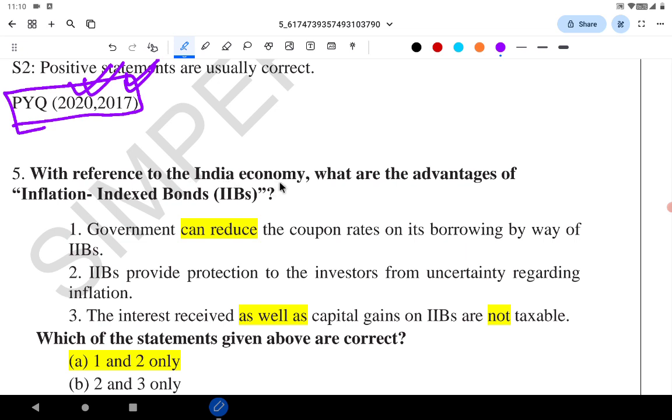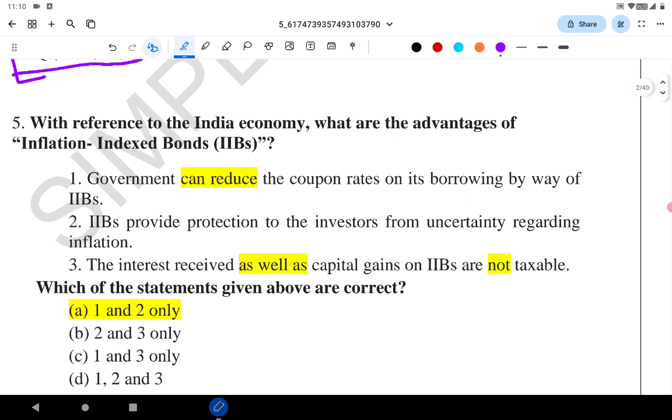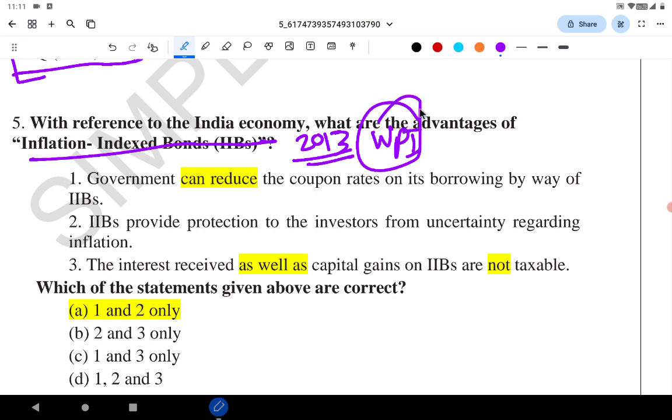With reference to the Indian economy, what are the advantages of inflation indexed bonds? First of all, inflation indexed bonds were introduced in 2013. The returns of these bonds are tied to inflation, and WPI inflation is considered here. Government can reduce the coupon rates on its borrowing by way of IIBs. That is correct. See, as the bond is connected to inflation, say one way is you are given a 100 rupee bond at an 8% interest rate.